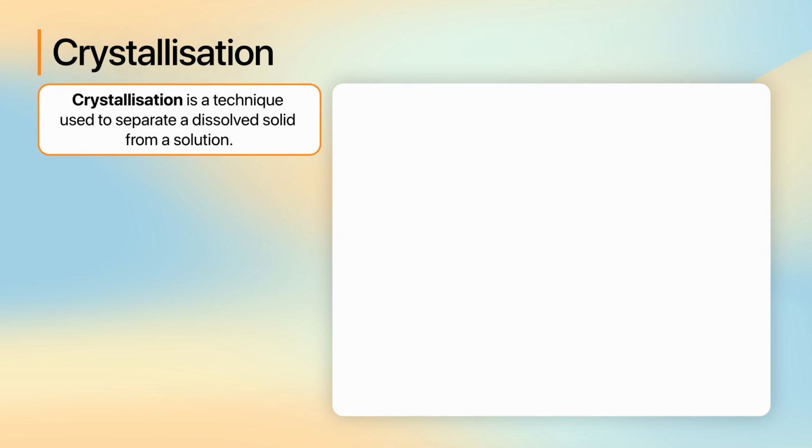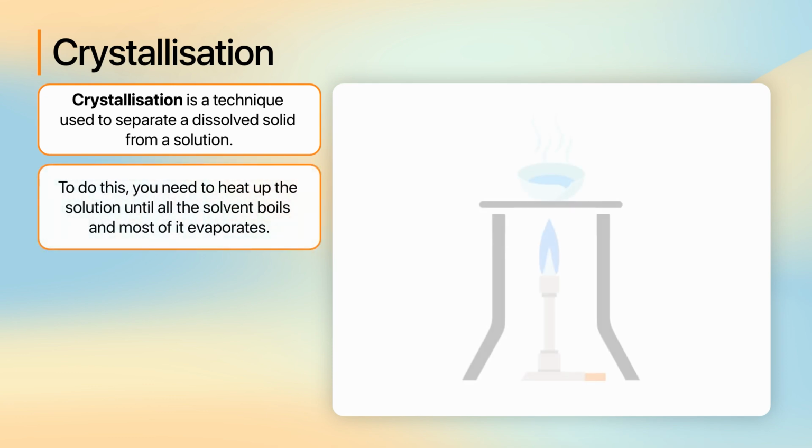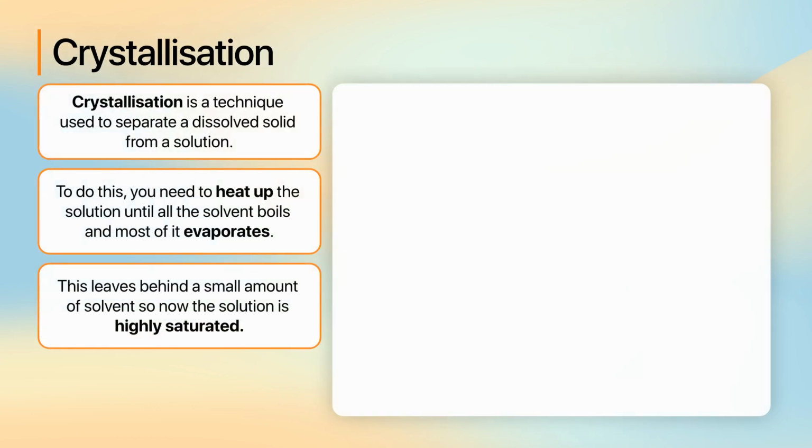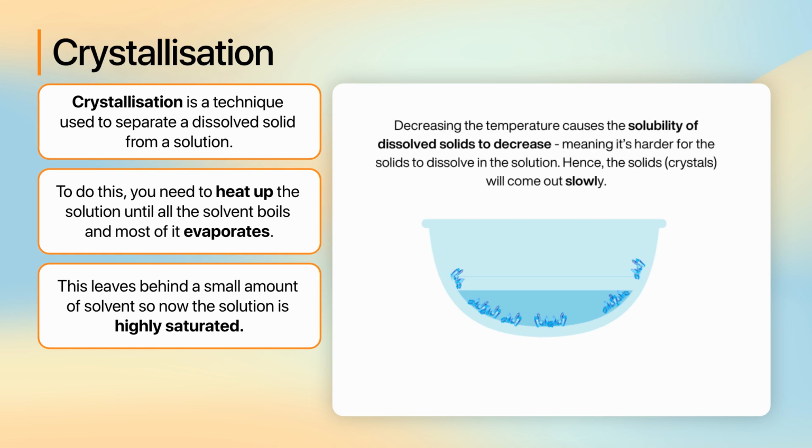Crystallisation is a technique used to separate a dissolved solid from a solution. To do this, you need to heat up the solution until all the solvent boils and most of it evaporates. This leaves behind a small amount of solvent, so now the solution is highly saturated. The saturated solution is then left to cool slowly. Decreasing the temperature causes the solubility of dissolved solids to decrease, meaning it's harder for the solids to dissolve in the solution. Hence, the solids will come out slowly. This can be observed as crystals growing.